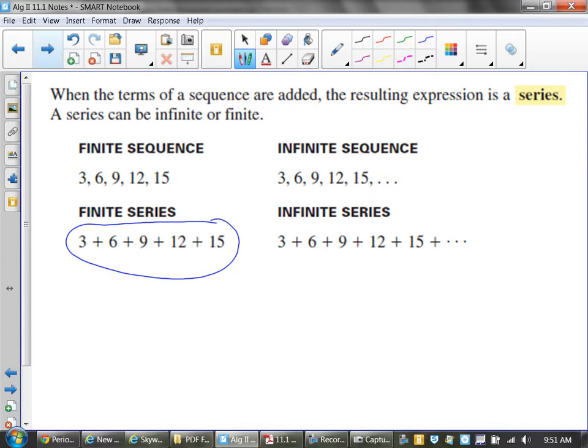So if you wanted to figure out what 3 plus 6 plus 9 plus 12 plus 15 is, well, how many terms are in that series? 5. There's 5 terms in that series. Do you remember what the pattern was for that one? 3n. So what happens here is that we can write this in what's called sigma notation, summation. You guys have seen the summation symbol before, right? That funky E.